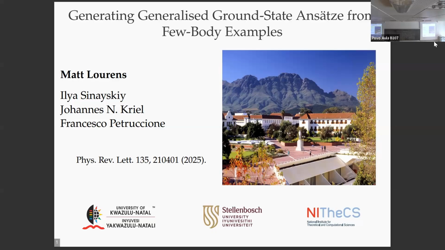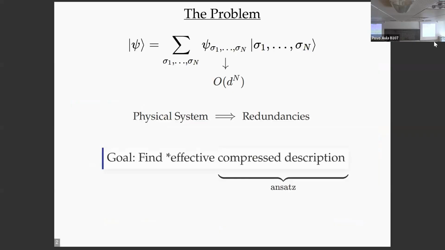Yeah, I am Matt. I'm a postdoc at Stellenbosch University, which is in South Africa. And I'll be talking about this recent publication from me and my collaborators, who are Ilya Sanaisky, Hannes Kriel, and others. In this work, we present a method to find tensor network representations, structured tensor network representations for quantum many-body ground states. And hopefully it will be clear what I mean by structured as we go along.